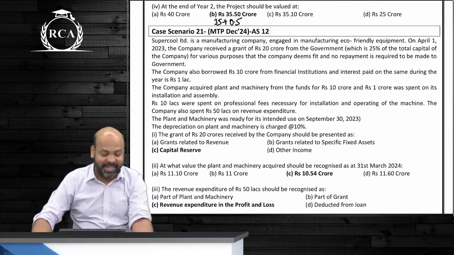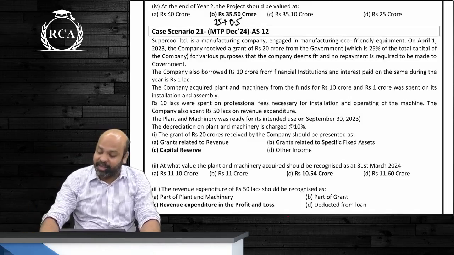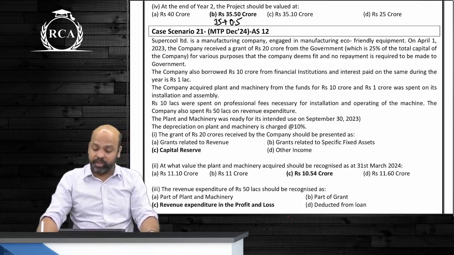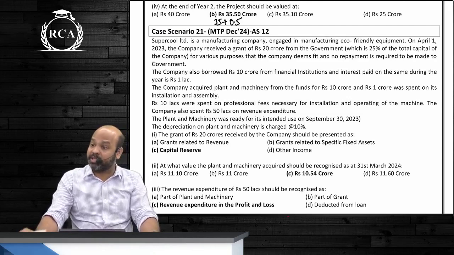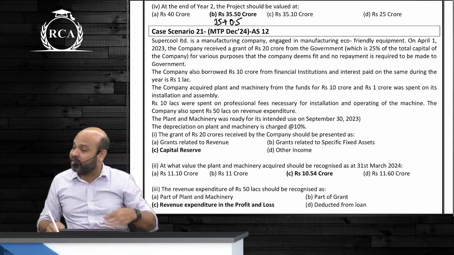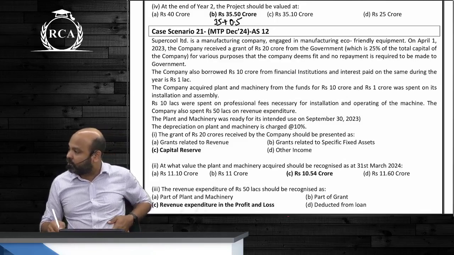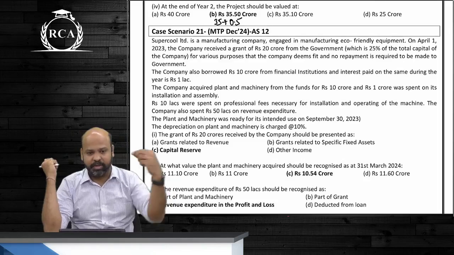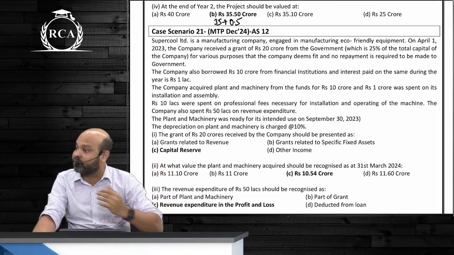The company is a manufacturing company engaged in manufacturing eco-friendly equipment. On 1st April 2023, the company received a grant of 20 crore rupees, which is 25% of the total capital of the company, guys. Whenever you are receiving a grant which is a percentage of capital, it means it is towards the entire project and it will be transferred to capital reserve. What is the wording for this? In the nature of promoters' contribution. Very good. It is considered as in the nature of promoter's contribution. That is why it is transferred to capital reserve.